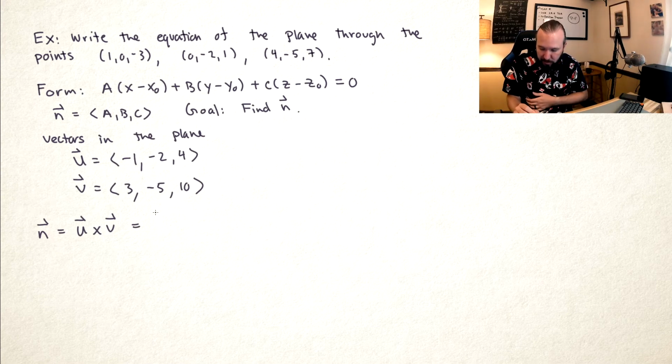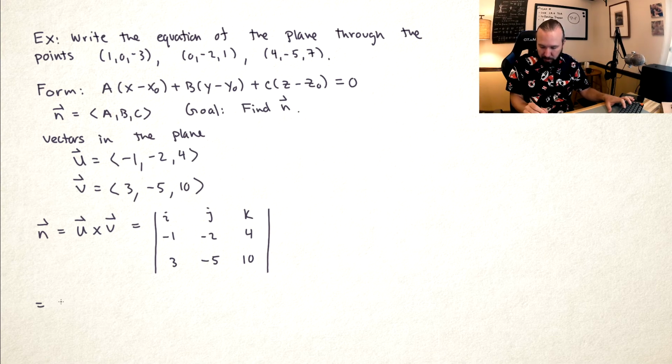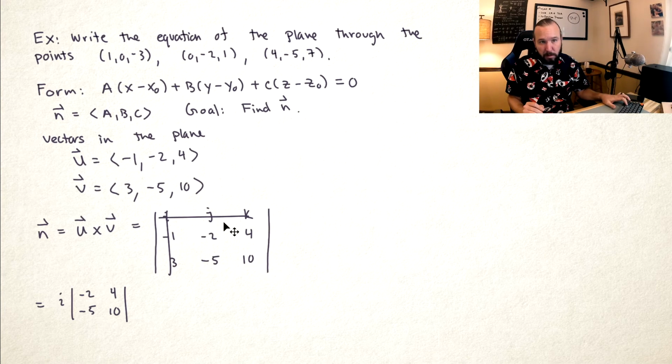So let's just set up this cross product here. So i, j, k. I hope I'm doing all my arithmetic right. Now I'm copying in the pieces. Okay, and now I'm ready to calculate this cross product using expansion by minors. So it's going to be i times the determinant here: -2, 4, -5, 10. When you do i, you cross these out and you use this one.